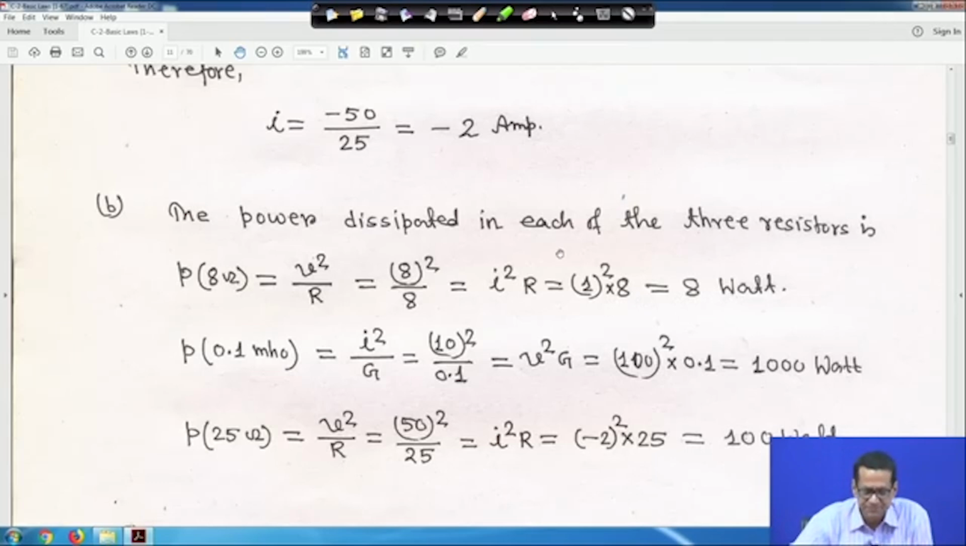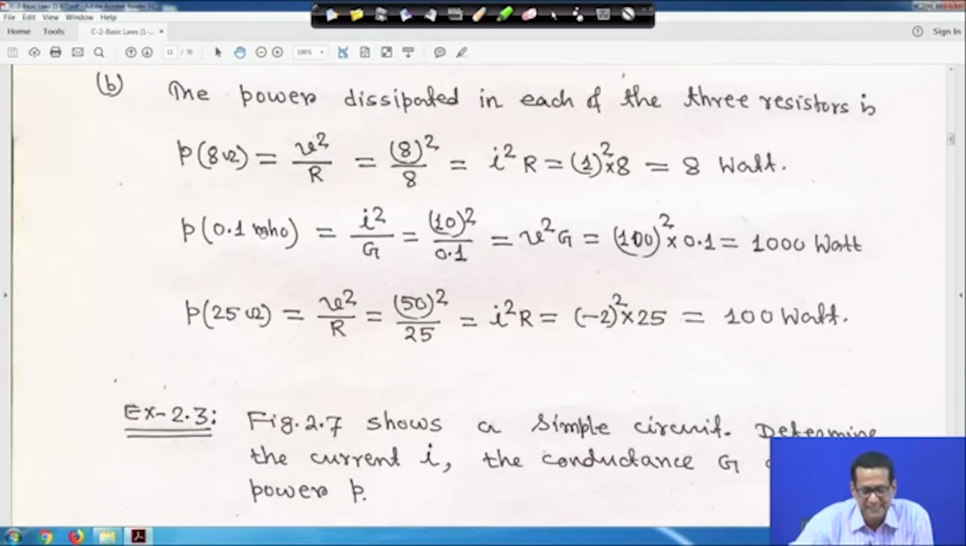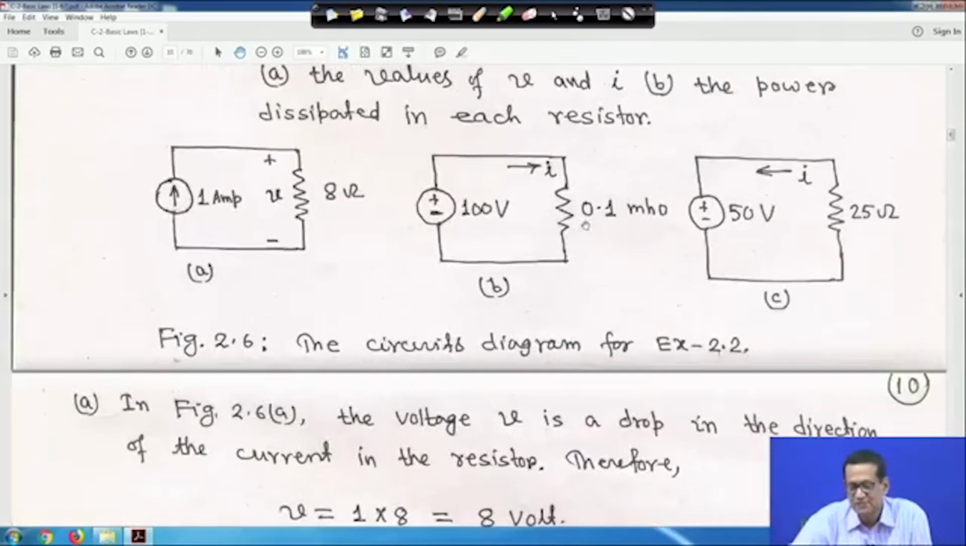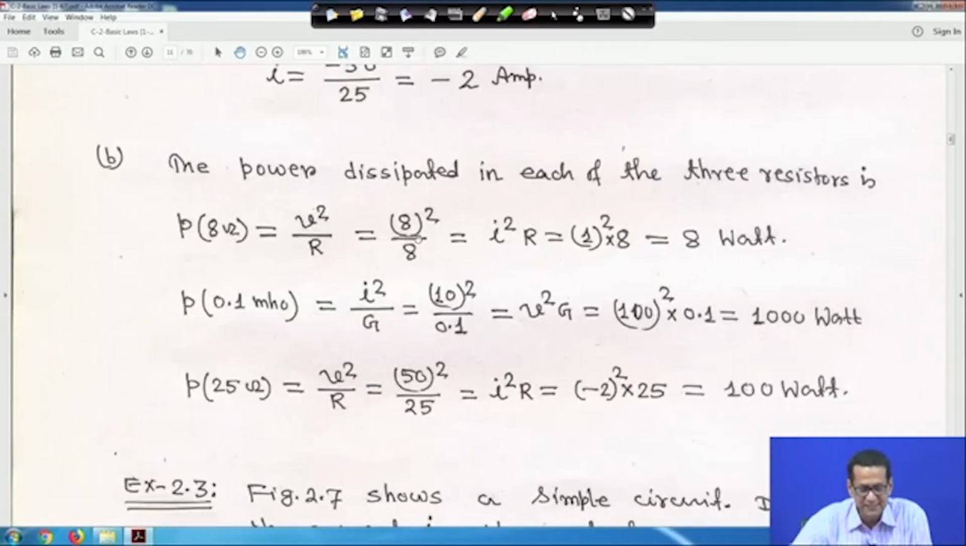So, it is understandable. Similarly, in the second circuit, G is 0.1 mho and voltage is 100 volt. In this case it is a resistor, so what will be the power absorbed? I square by G. I is 10 ampere, so 10 square by G, which is 0.1. It is equal to the same thing, V square G, where V is 100 volt and G is 0.1, so 100 square into 0.1, ultimately it will become 1000 watt, right.